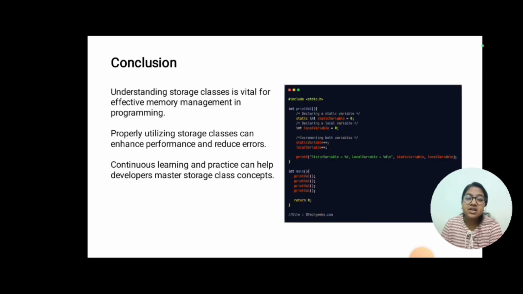Let us come to the conclusion. Understanding storage classes is vital for effective memory management in programming. Properly utilizing storage classes can enhance performance and reduce errors. Continuous learning and practice can help developers master storage class concepts.